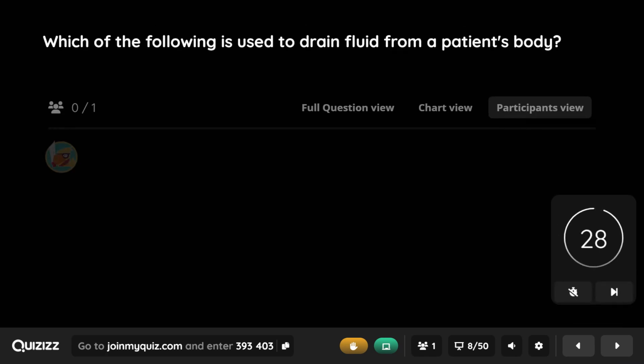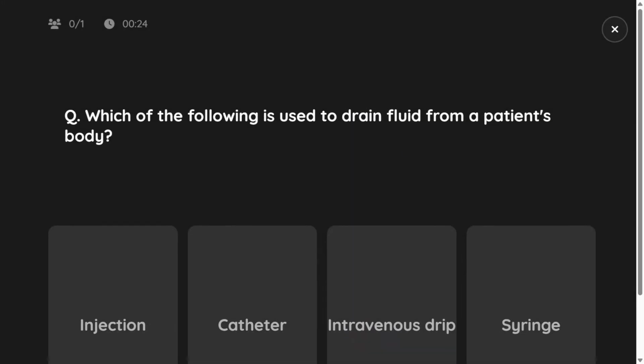Which of the following is used to drain fluid from a patient's body? Is it going to be an injection, a catheter, an intravenous drip, or a syringe? Which of the following is used to drain fluid from a patient's body? Again, injection, catheter, intravenous drip, or a syringe. Give a few more seconds. Timer's in the corner.